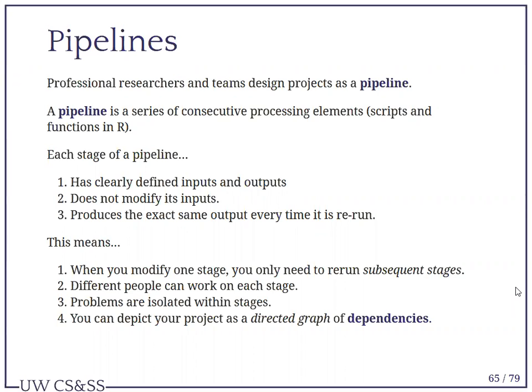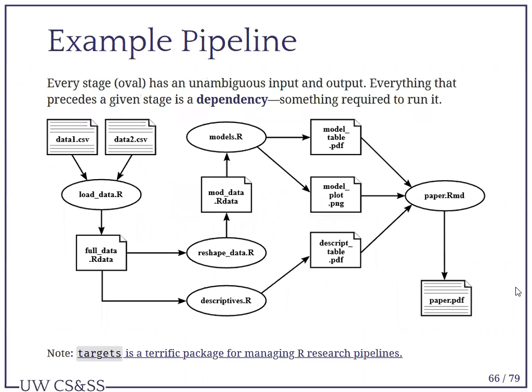This means that first, when you modify one stage, you only need to rerun subsequent stages. Second, different people can work on each stage separately. Third, problems are isolated within stages. Fourth, you can depict your project as a directed graph of dependencies. Something like this. Every stage, which here is represented as an oval, has an unambiguous input and output. Everything that precedes a given stage is a dependency, and that something is required to run it.